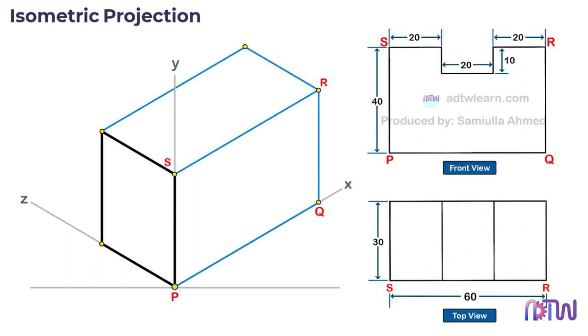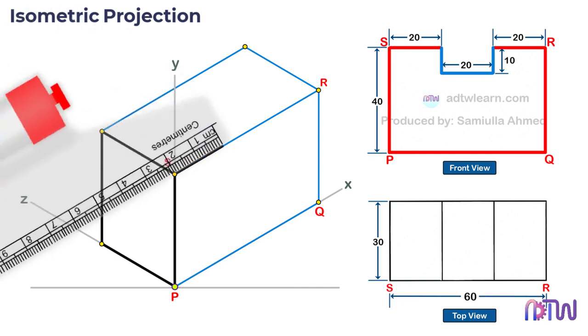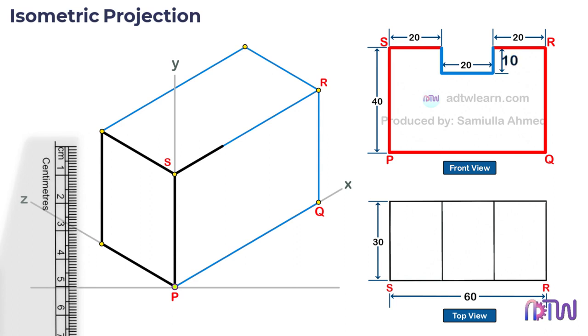After this, we can start drawing the details visible in the front view. We need to draw this slot on the front view plane. We can see the distance from point S as 20 mm. Therefore, draw a dark line of 20 mm from point S. After this, we can see there is a 10 mm depth in this slot. Therefore, draw a 10 mm vertical line from this point.